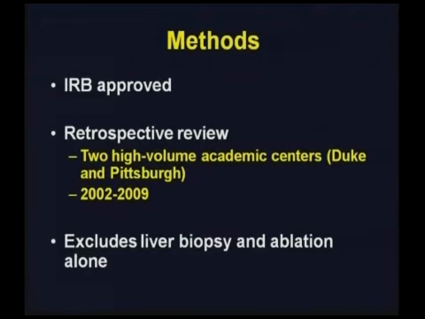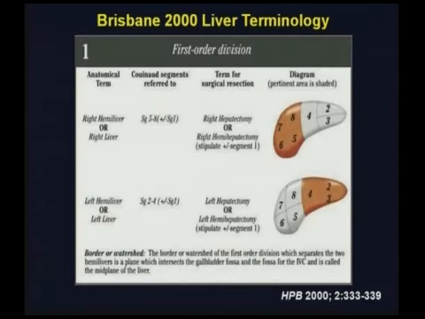To accomplish this objective, we conducted an IRB-approved retrospective review of all liver resections that occurred at 2 high-volume academic centers, Duke and the University of Pittsburgh, in the contemporary era between 2002 and 2009. We specifically excluded those patients who only underwent a liver biopsy or ablation as their only hepatic procedure. The number of segments resected was specified according to the Brisbane 2000 liver terminology.